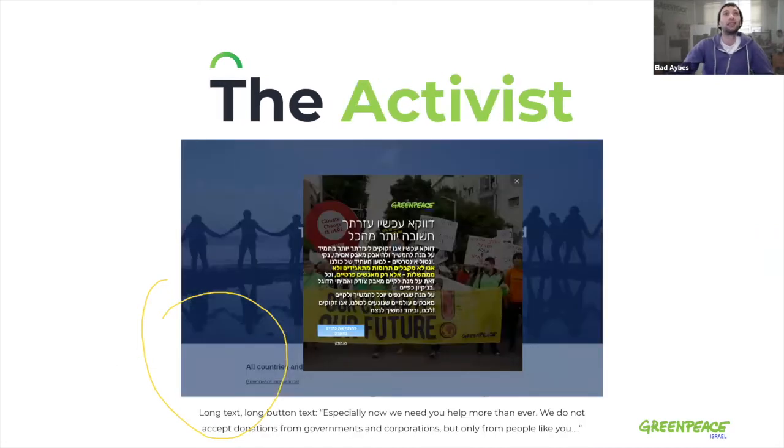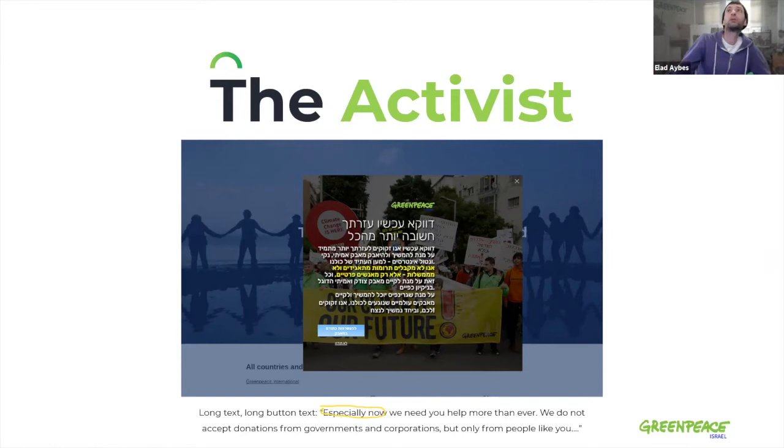Okay. And the next one is a bit longer, and it shows more of an activism aspect. And it says, especially now, we added the especially now after the beginning of COVID. Especially now, we need your help more than ever. We do not accept donations from governments and corporations, but only from people like you.